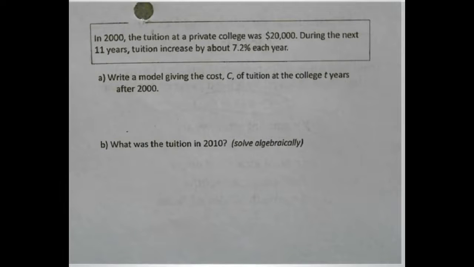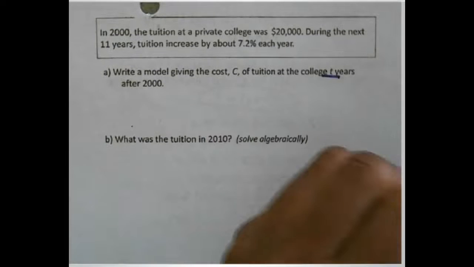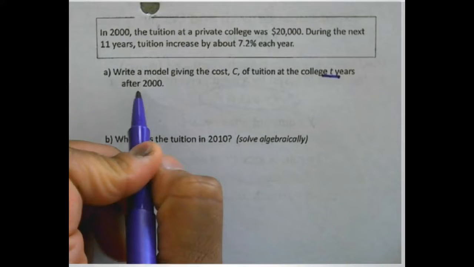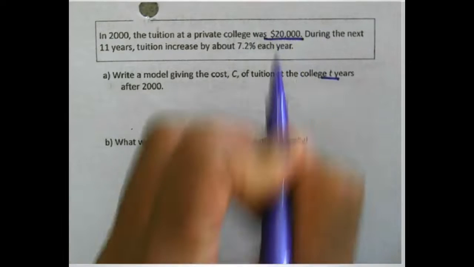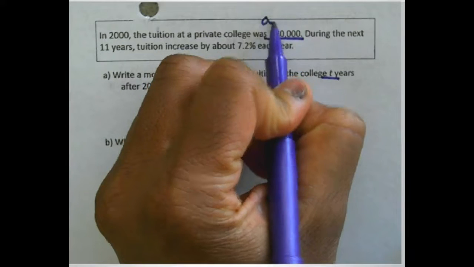Okay, for our next example, in 2000, the tuition for a private college was $20,000. During the next 11 years, the tuition increased by about 7.2% each year. Write a model giving the cost C of the tuition in college for T years. T is the number of years after 2000. What else is important? This right here looks like what? It looks like an initial amount.